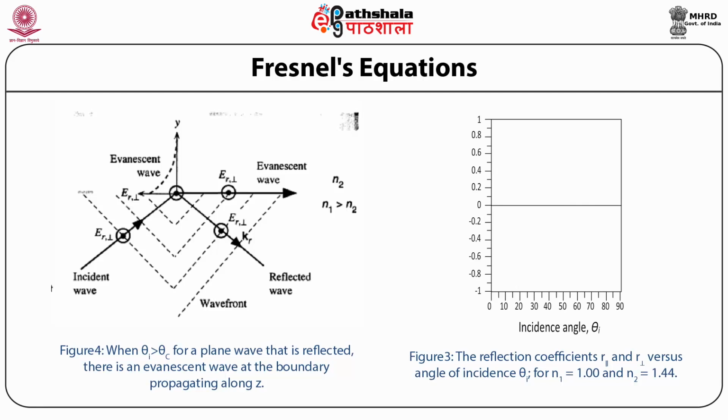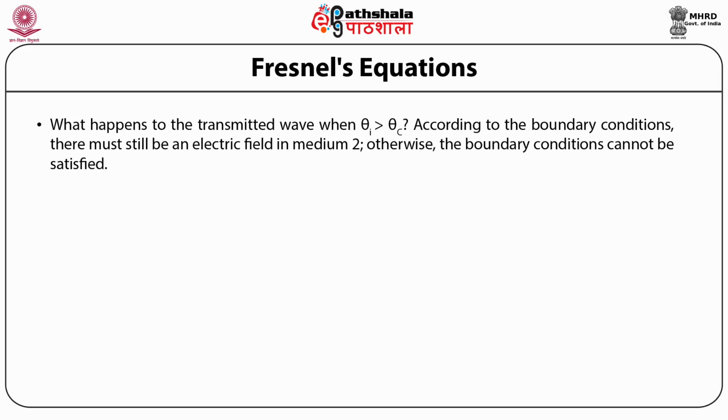Figure 3 shows the reflection coefficients r parallel and r perpendicular versus angle of incidence theta i for n1 equal to 1 and n2 equal to 1.44. And figure 4 shows that when theta i is greater than theta c, for a plane wave that is reflected, there is an evanescent wave at the boundary propagating along z. What happens to the transmitted wave when theta i is greater than theta c? According to the boundary conditions, there must still be an electric field in medium 2.